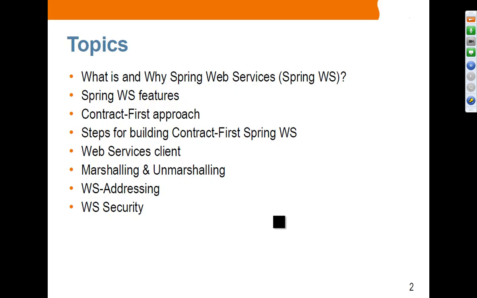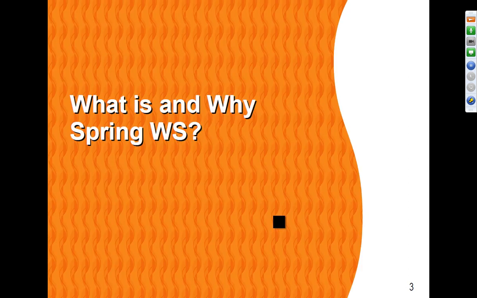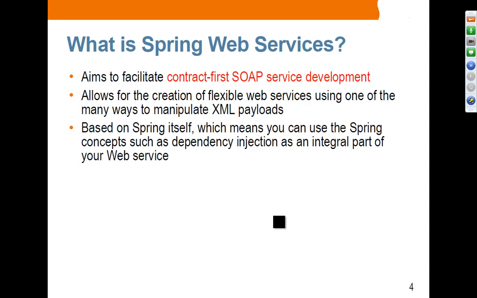So these are the set of topics we are going to cover. So what is and why Spring Web Services? Spring Web Services is designed to facilitate what is called contract-first SOAP service development. And we are going to see what it means to build contract-first SOAP-based web services in the following slide. And it allows for creation of flexible web services using one of the many ways to manipulate XML payloads.